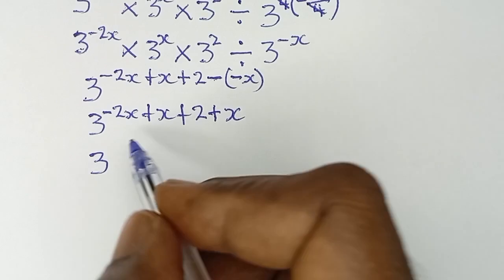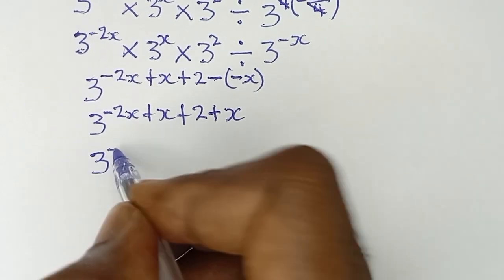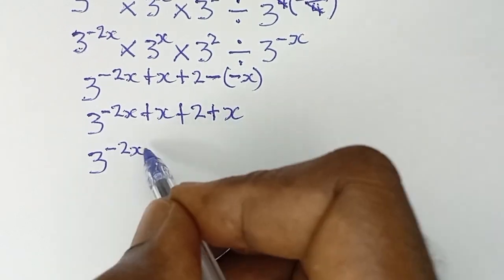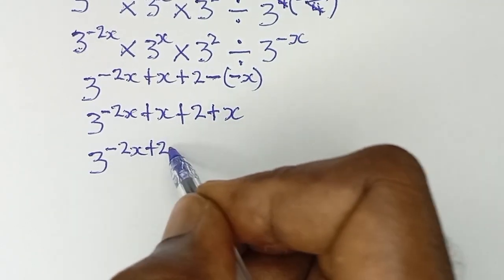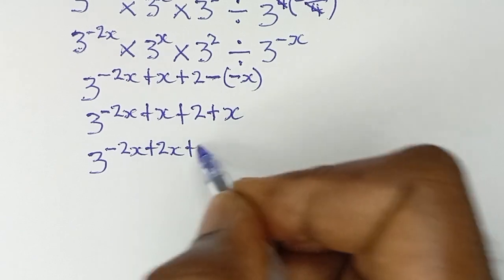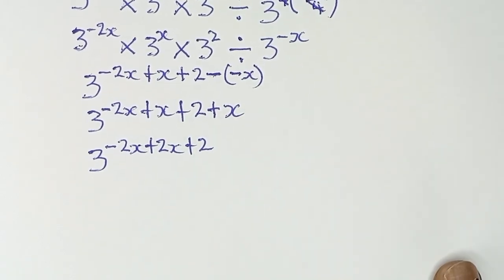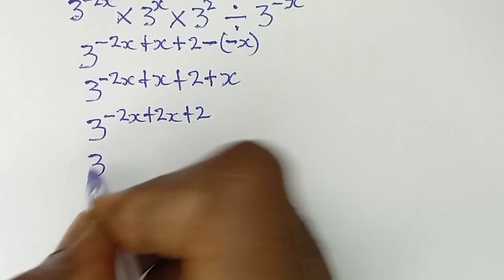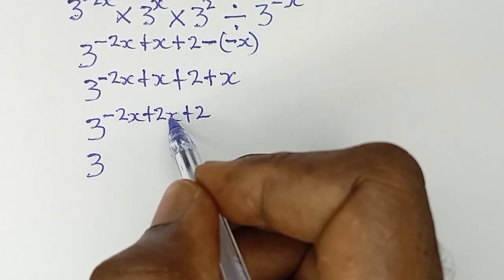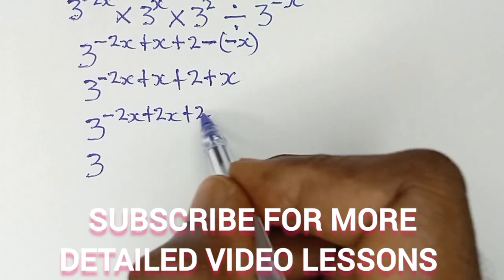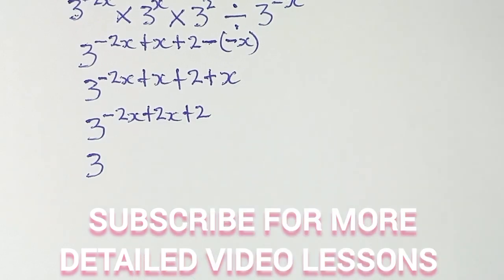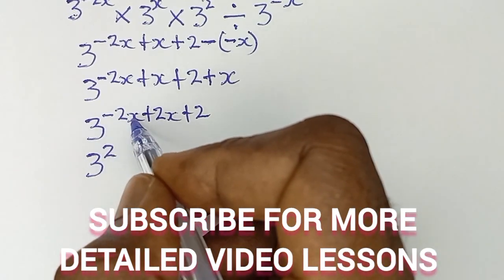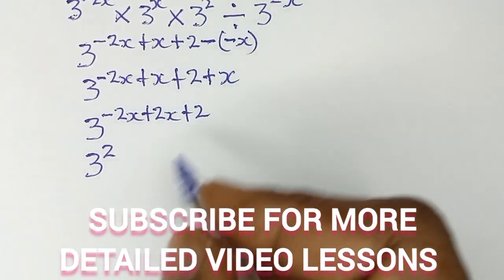Let me simplify one step before I do that. So I have 2x. X plus x, that is 1x plus 1x, is also 2x. So I can write it as 2x. And then this 2 here, so plus 2. So it will be easier for us to see clearly. So I now have 3 raised to the power, negative 2x plus 2x is 0, and then I have only plus 2 here, because negative 2x plus 2x is 0.